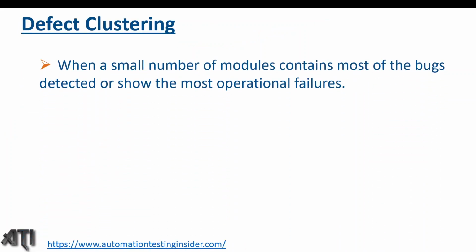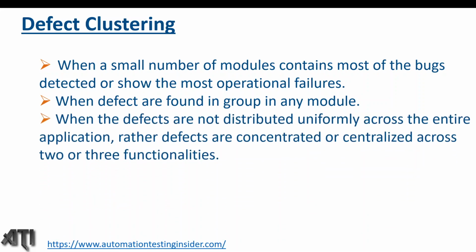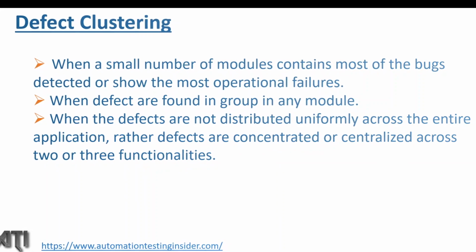So this is the definition of defect clustering. When a small number of modules contains most of the bugs detected or shows the most operational failures, it is called defect clustering, or in other words, when defects are found in a group in any module, it is called defect clustering. When the defects are not distributed uniformly across the entire application, rather defects are concentrated across 2 or 3 functionalities, that is nothing but defect clustering. So this is about defect clustering, guys.